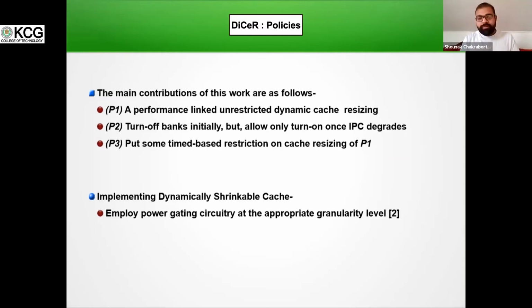To address this issue, we developed P2, where we initially allow the turning off of the banks. But once our performance starts degrading, we only allow turning it on. That is, only turn on will be allowed. But this policy also suffers from another big issue, because it will not allow the turn off at the later cycles of the execution, right? So in case you have some least used banks, you are not turning them off, so you are not reducing the energy properly, or you cannot save a huge amount of leakage power, right? So leakage power reduction was very less in this case. So we jump back to P1 again, because P1 has given us a very good amount of leakage savings. But this time we put some timeliness restriction. We call it P3.